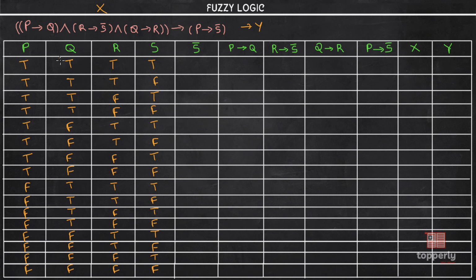So we have a total of 4 variables. Therefore, we have 16 different possible combinations. So let us find out the truth value for the statement. Initially we have S bar, that is your S negation. So we have to take the negation of the values in S. True's negation is false, false is true, true is false, false is true, and similarly.